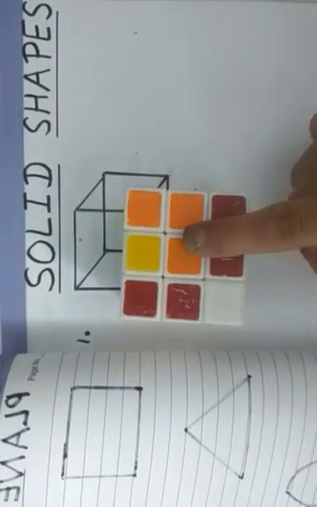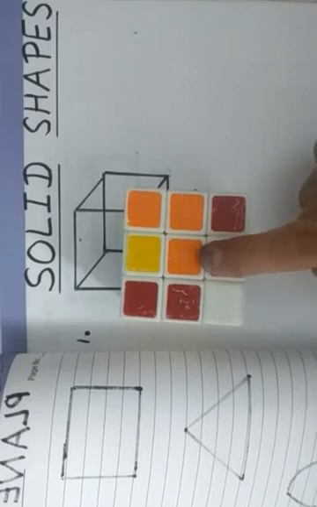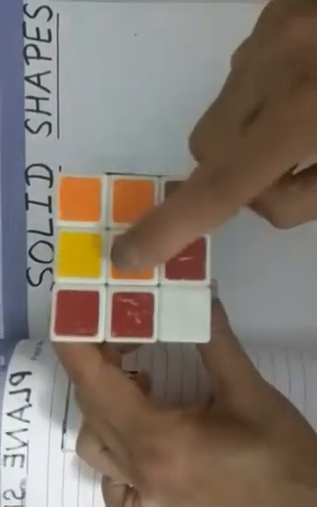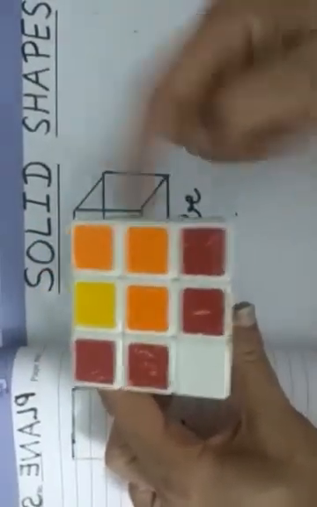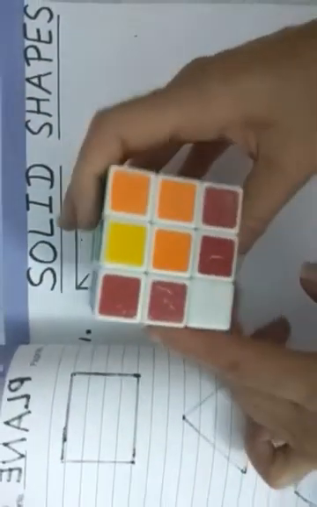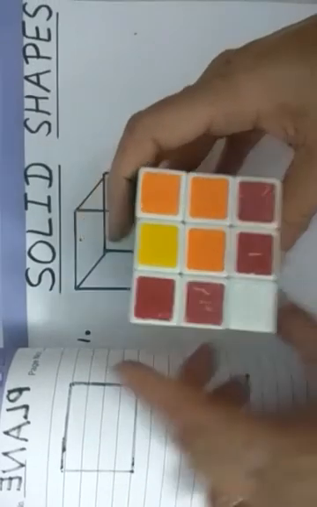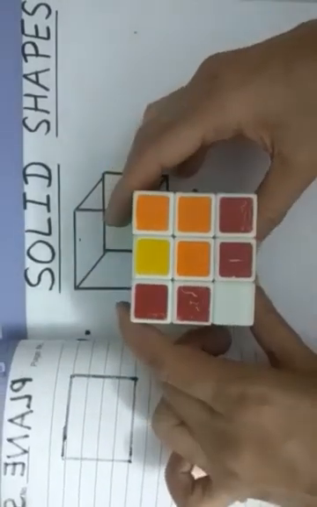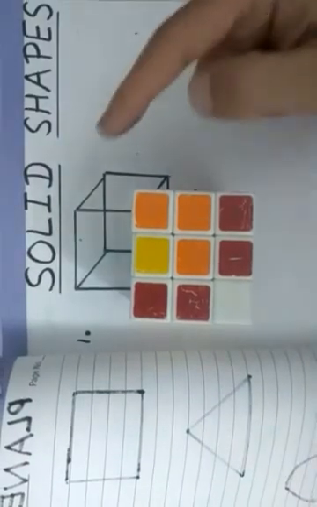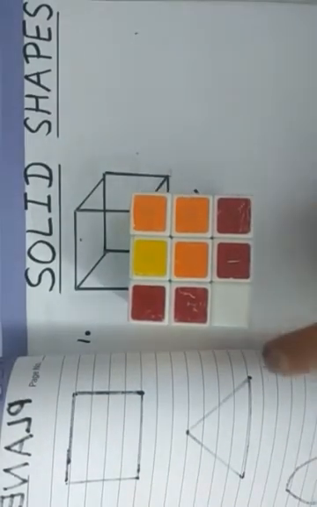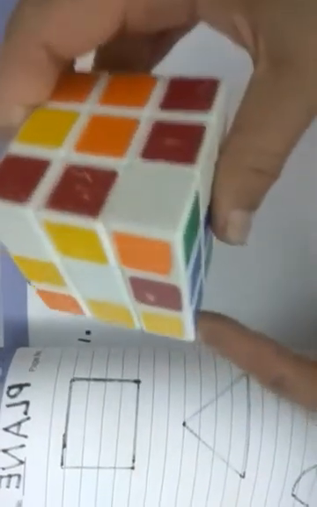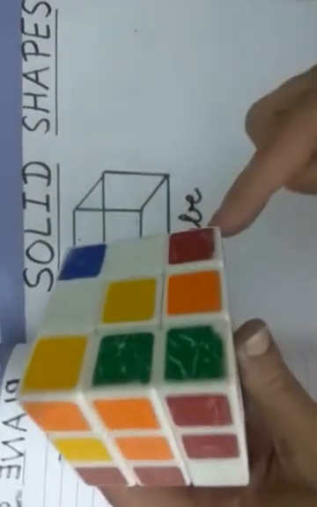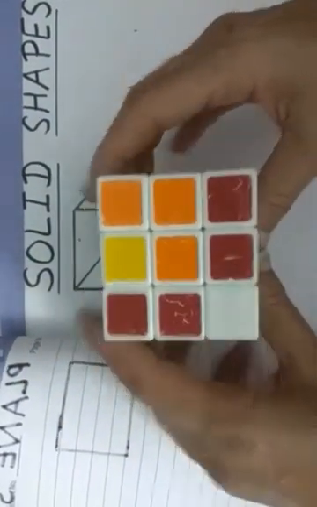Now it has 6 surfaces or faces. Let's count. 1 upper side you can see, 1 downside, 1, 2, 3, 4, 5 and 6. It has 6 surfaces or faces, and it has 8 vertices. Vertices means corners. Let's count corners. 1, 2, 3, 4, 5, 6, 7, 8. It has 8 corners.